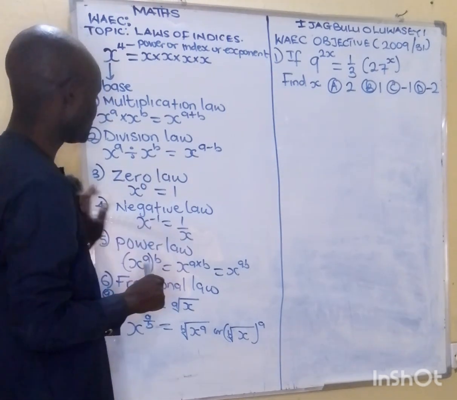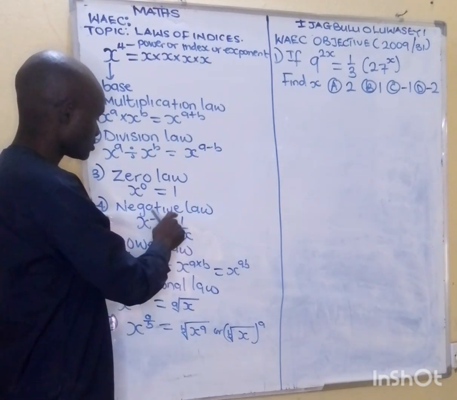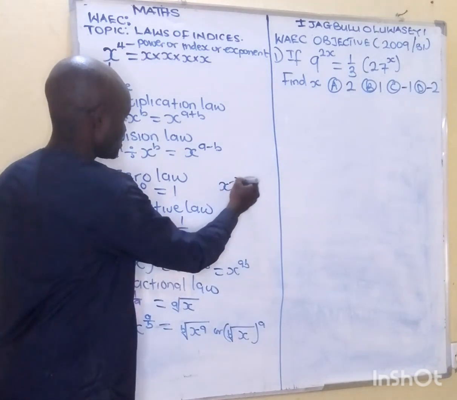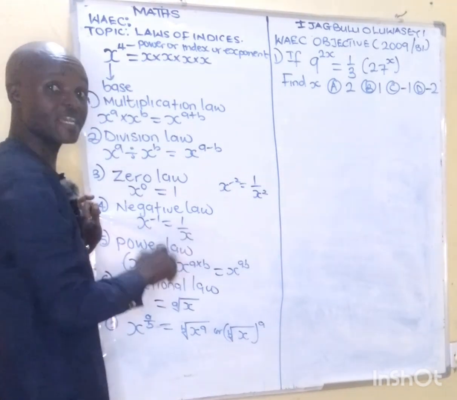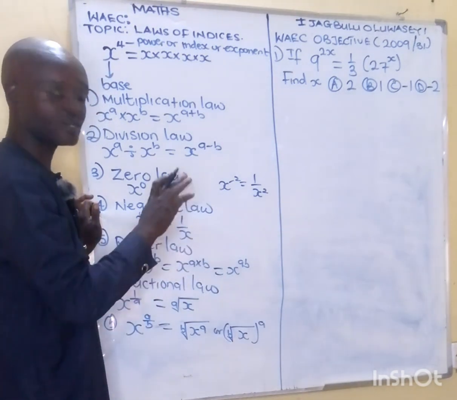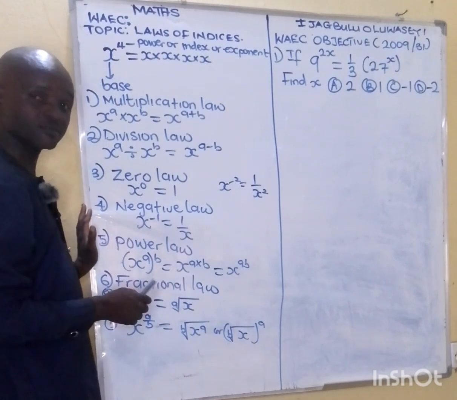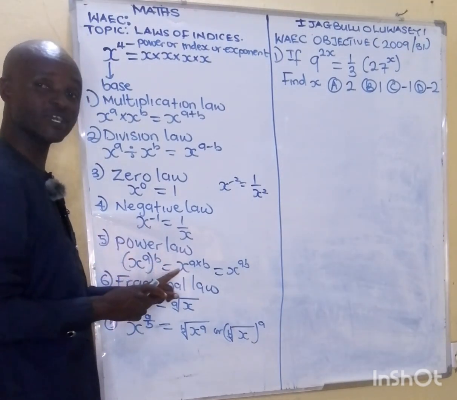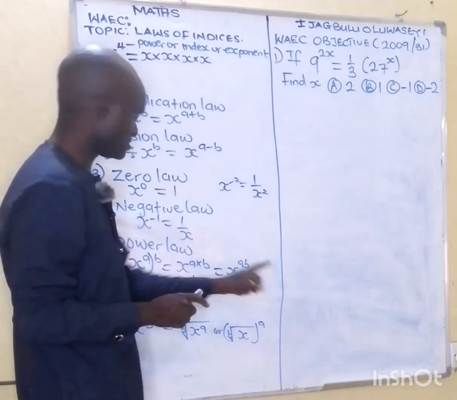Then we have the negative law, which implies that x raised to power minus 1 is equal to 1 all over x. It may be x raised to power minus 2, which is equal to 1 all over x raised to power 2. It could be x raised to power minus 3, which is equal to 1 all over x raised to power 3. Then we have the power law, which is the fifth one. X raised to power a in bracket raised to power b is equal to x raised to power a times b, which is equal to x raised to power ab.